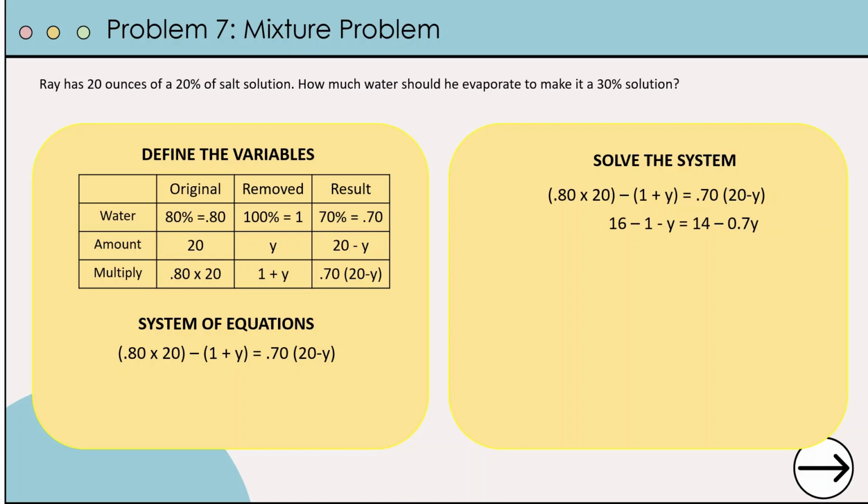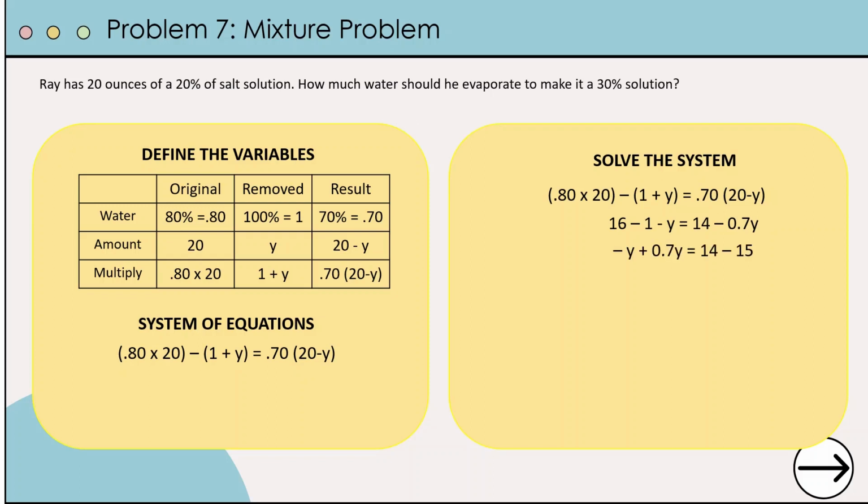0.80 times 20 is 16. We distribute the negative. Negative times 1 equals negative 1. Negative times positive y is negative y. On the right side of the equation, we also distribute 0.70. 0.70 times 20 is equal to 14, and 0.70 times negative y is equal to negative 0.7y. Now let's put all the terms with variables on the left side of the equation and all the constants on the right side of the equation.